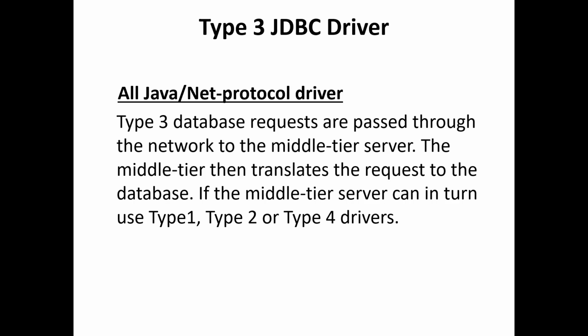With type 3, database requests are passed over the network to the middle tier server. Whenever we submit a request like inserting or updating or any other query, first it goes to the middle tier server. The middle tier then translates the request to the database. So where is the database? The database might be on another database server or on the same machine. It depends upon the company. If they go for a separate machine for the database, then it has to talk to the database server. And the middle tier server in turn uses type 1, 2, or 4.